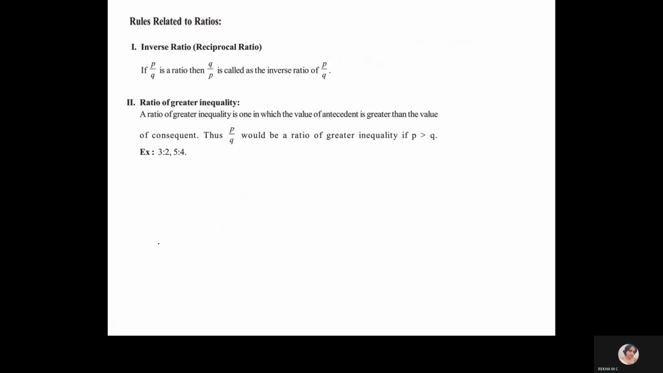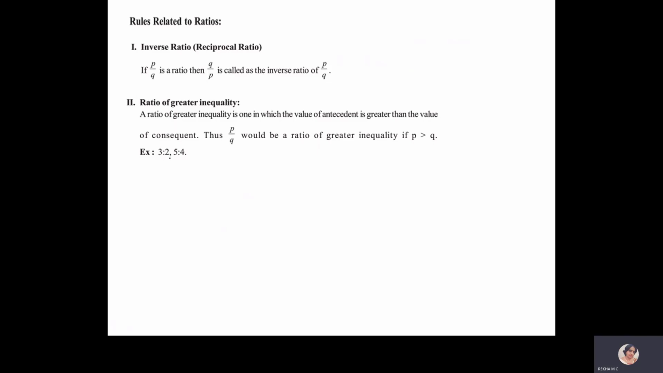Rules related to ratios. Inverse ratio or reciprocal ratio. If p by q is a ratio, then q by p is called the inverse ratio of p by q. Ratio of greater inequality. A ratio of greater inequality is one in which the value of the antecedent is greater than the value of the consequent. Thus, p by q would be a ratio of greater inequality if p is greater than q.